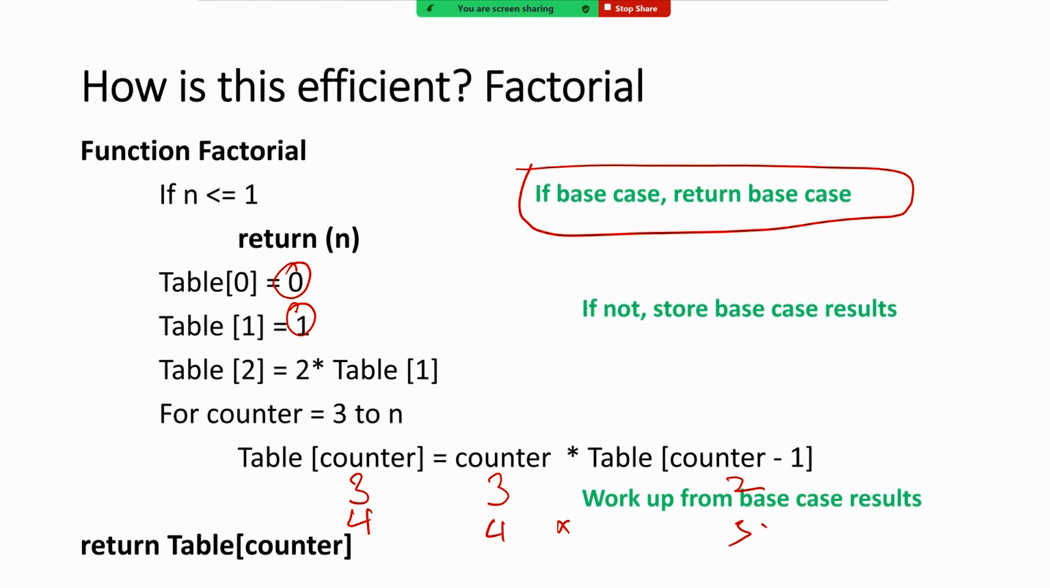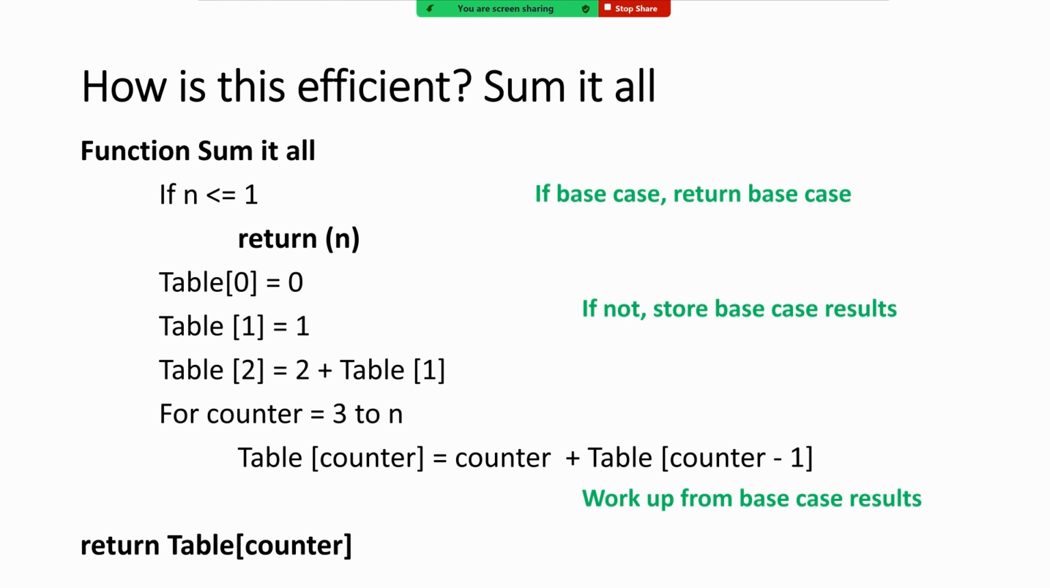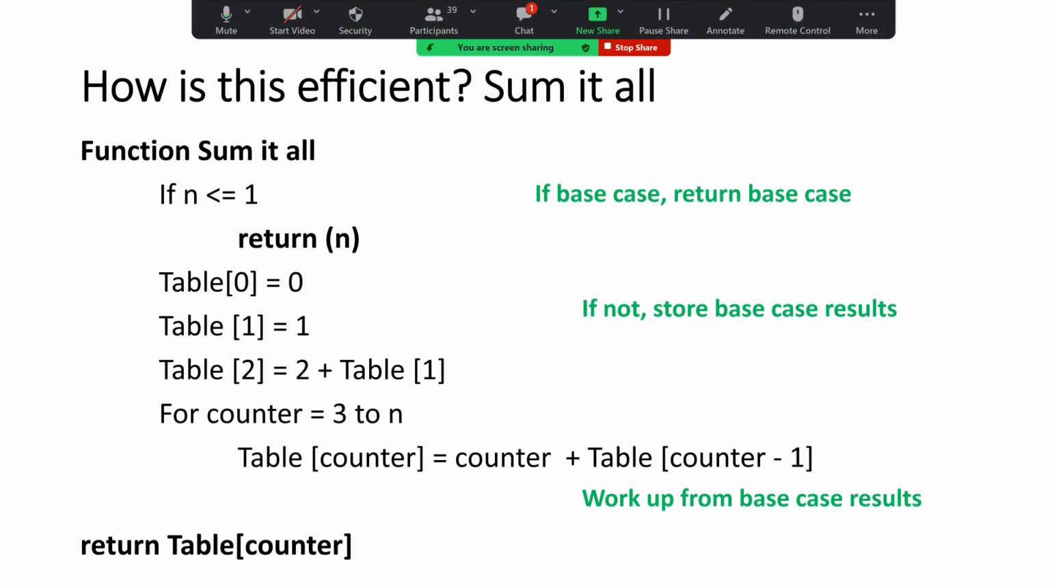So again, if you see the logic, this is the stored value concept once again, but rather than using that stored value concept to calculate Fibonacci numbers, we're using it to calculate factorial. And then same design, same structure, same approach, same method applied to sum it all. If base case, return the base case, otherwise store the base case results and then work up from base case results. 3 different problems, 2 different approaches.